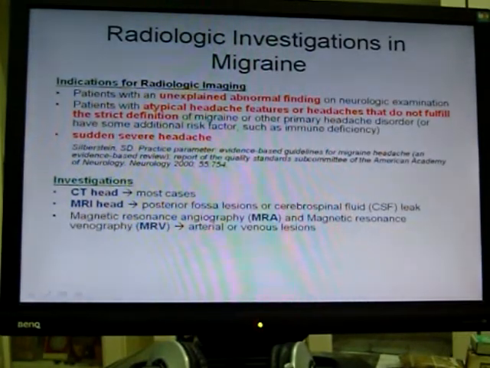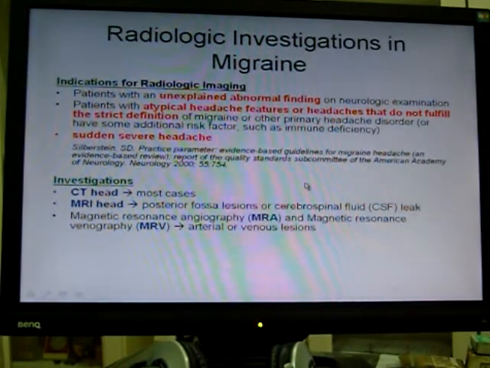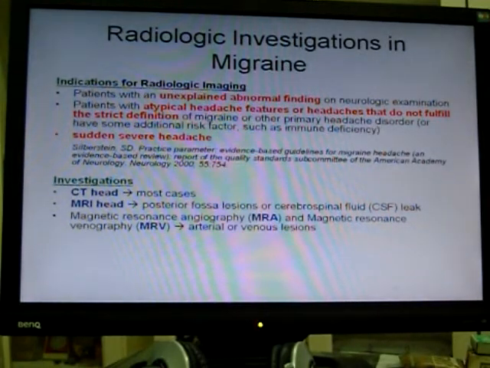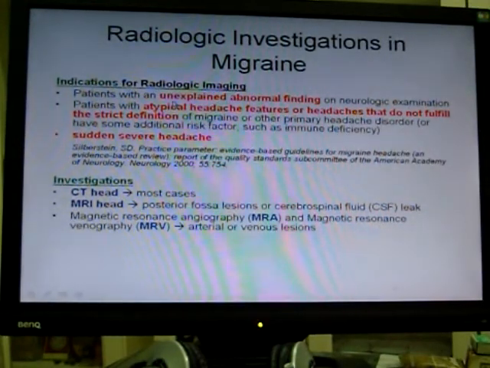What are the specific indications for radiologic imaging in somebody with migraine? This was given by the American Academy of Neurology, published in the year 2000 in Neurology Journal. Apparently it's evidence-based guidelines. So it's patients with an unexplained abnormal finding on neurologic exam. So maybe the guy suddenly got weak, and then with headache, and you don't know why he got weak. Then of course you want to check the weakness.